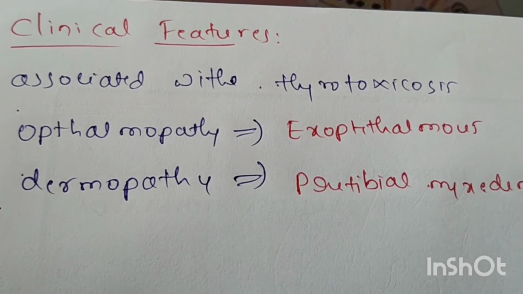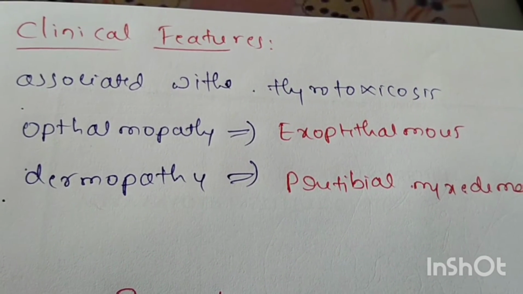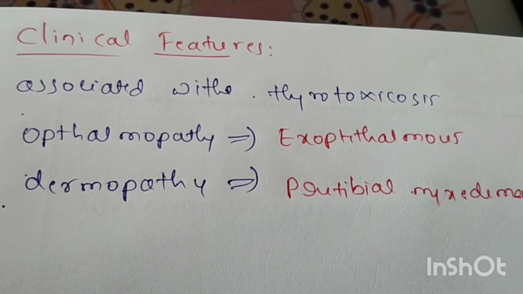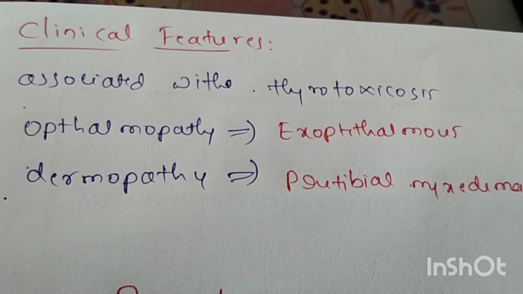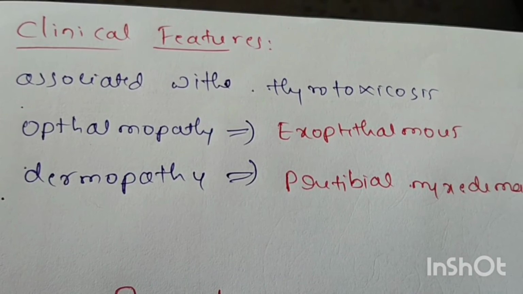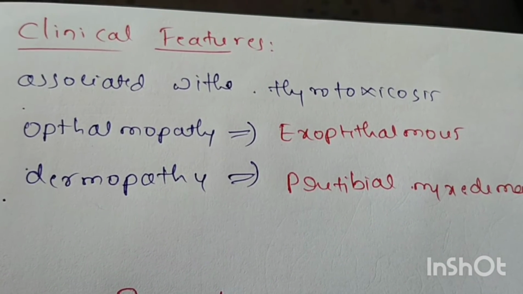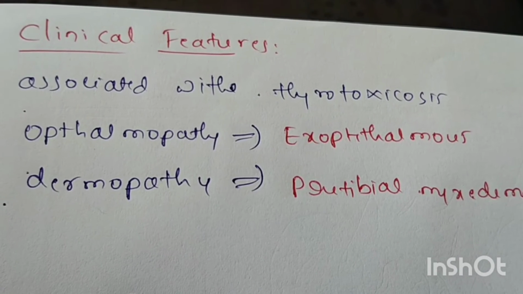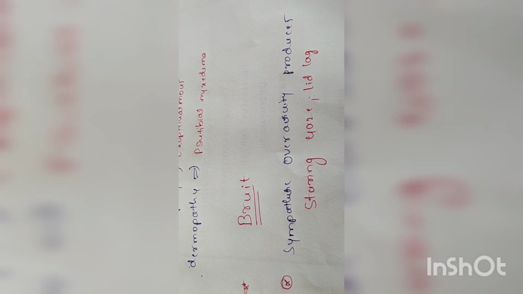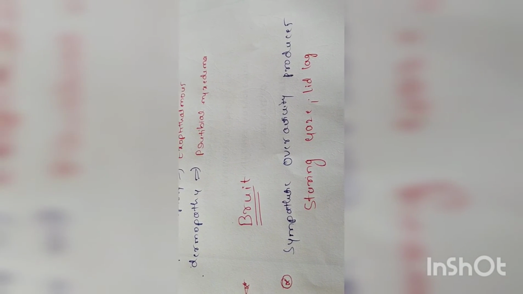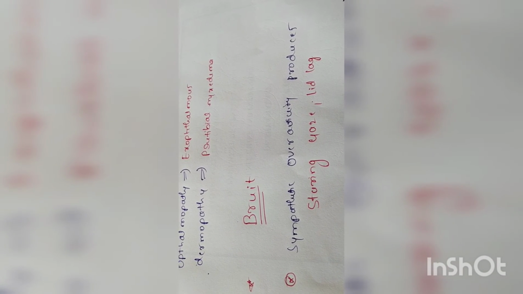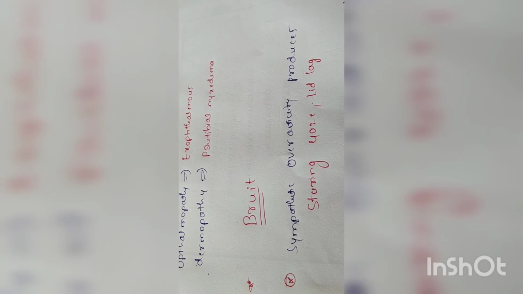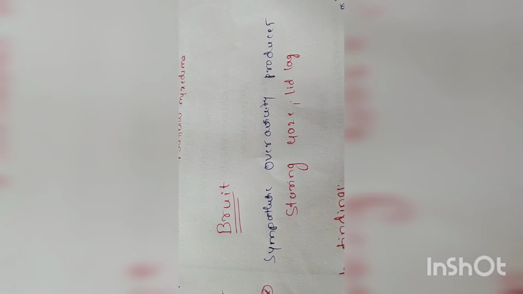The clinical features are ophthalmopathy, dermopathy, and hyperthyroidism. Ophthalmopathy means exophthalmos, protrusion of the eyeball. Overactivity produces a staring gaze and lid lag. The thyroid hormone sensitizes beta adrenergic receptors to sympathetic activity, so sympathetic activity also increases.